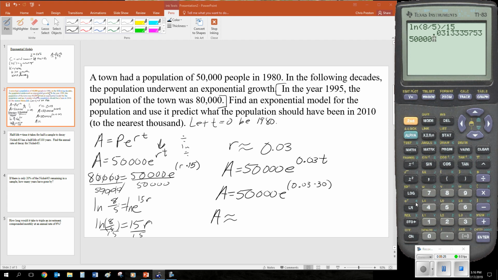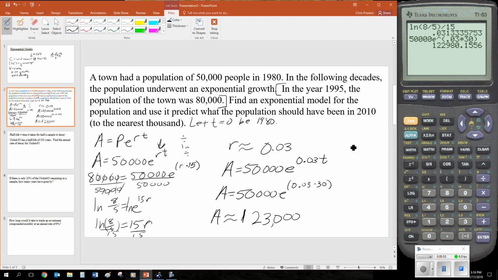Remember to get to e, second ln, and then 0.03 times 30. Close that up. So it looks like the population should have been 123,000 people in this town, if they had continued on that growth rate up to 2010.